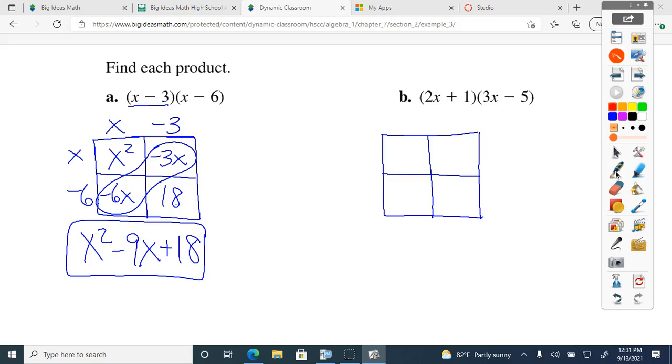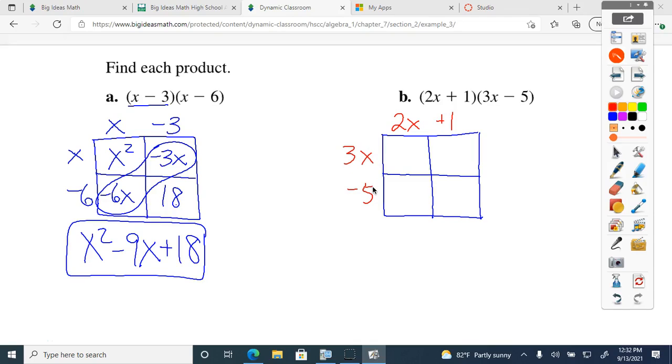Help me out. 2x, 2x and what? 1. 2x and 1. Plus 1 if you want to. And then over here, we're going to put what? 3x and negative 5. And then you fill out your table.